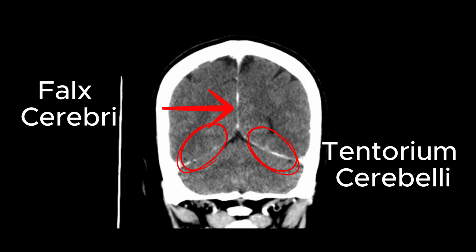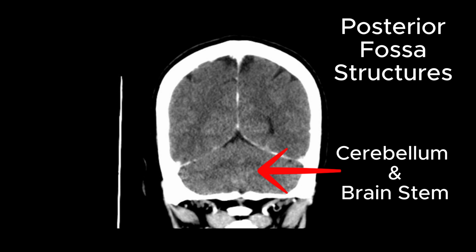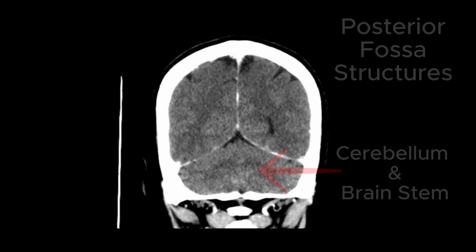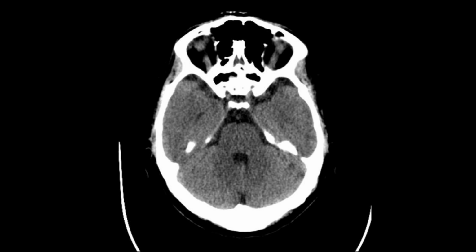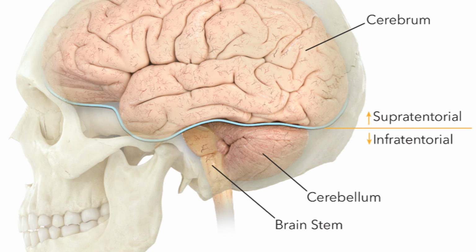Now that we have understood what tentorium cerebelli is, let's talk about the posterior fossa structures, which consist of the cerebellum and the brainstem. The part of the brain that lies caudally, or inferior, to the tentorium comprises the posterior fossa structures, and this area is known as infratentorial. Any hemorrhage occurring in this area is referred to as an infratentorial bleed. And if it is above the tent, it will be called supratentorial.